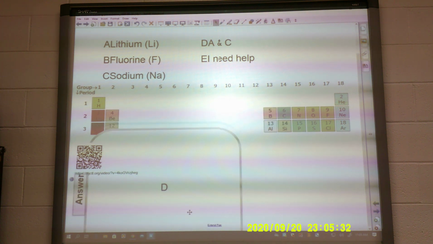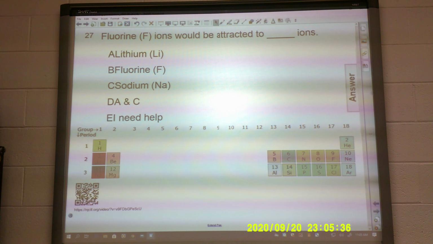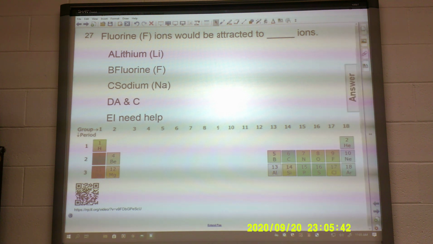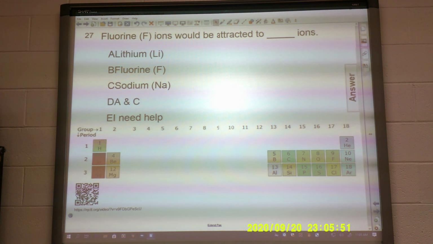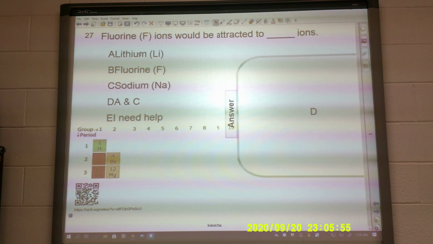Move that down maybe a little so you can see there. I think this will be the last slide for today, but let me double check. Fluorine ions would be attracted to blank, lithium, fluorine, sodium, or A and C, lithium and sodium. Fluorine would be attracted to D, A and C, lithium and sodium.